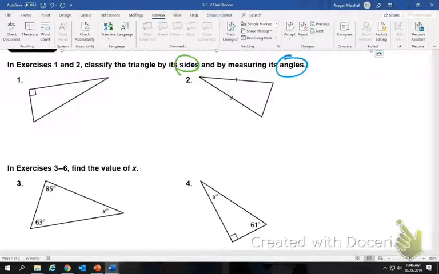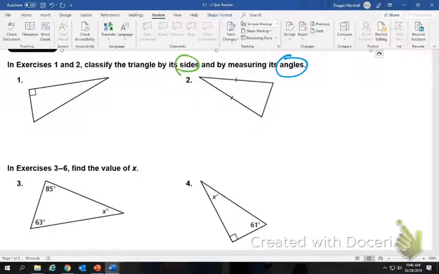What about the angles? What do I look at to classify by angles? I look at one angle in particular. Nope. What if it doesn't have a right angle? I look at the biggest angle. The biggest angle. What if the biggest angle is less than 90? What do we call that?